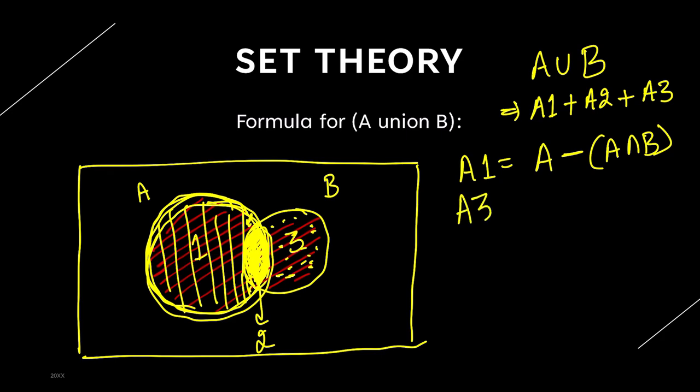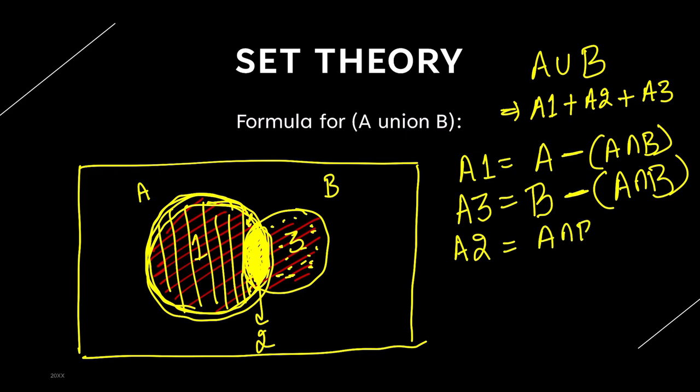What is area number 3? Area number 3 is B minus A intersection B. I hope this is clear. Area number 3 is total B minus this common part. What is area number 2? Area number 2 is simply the intersection of these two parts. I hope this is clear.